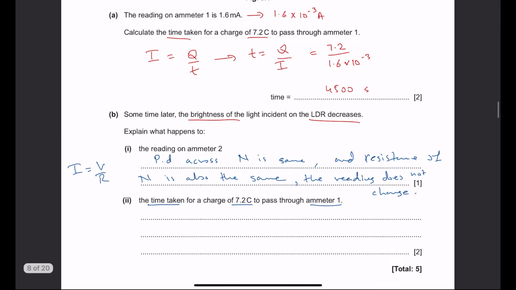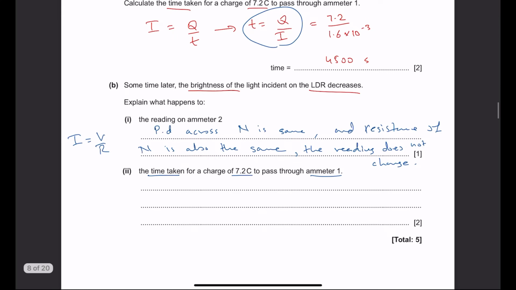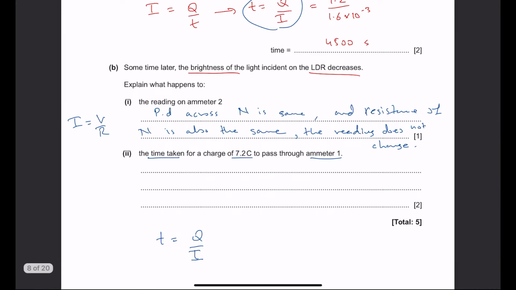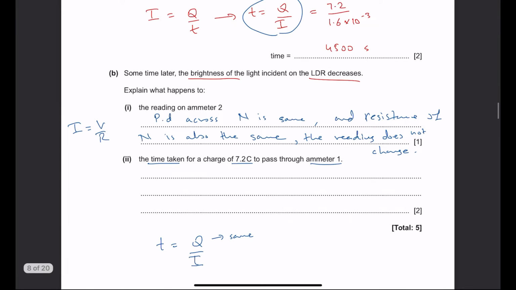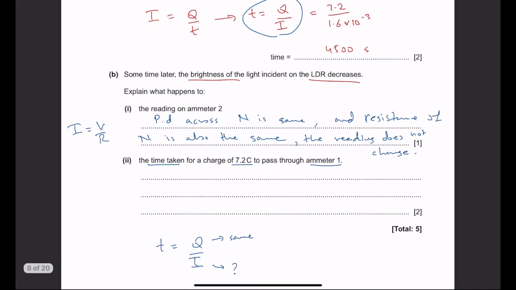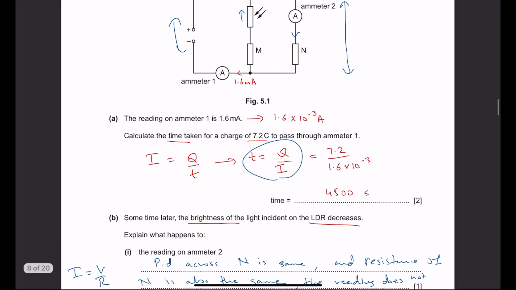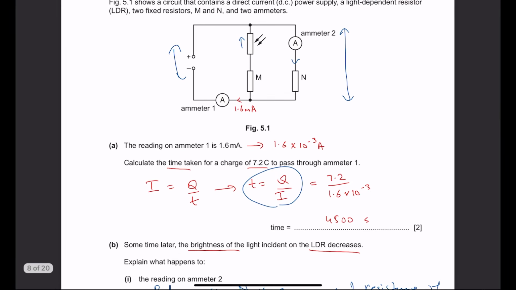Now they're asking what happens to the time taken for this amount of charge to pass through ammeter 1. Now remember, in your previous part, you use this equation, time is equal to charge over current. Obviously the charge that has to pass is still the same. They still want 7.2 coulombs of charge to pass through ammeter 1. However, what happens to current? If you are able to decide what happens to current, you can also explain what happens to the time using this relationship.